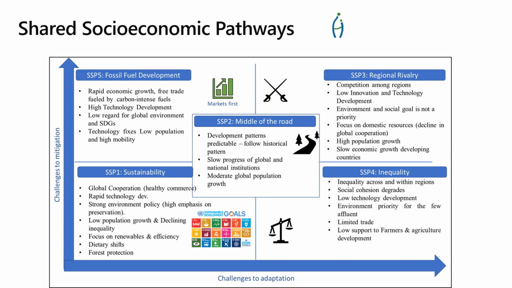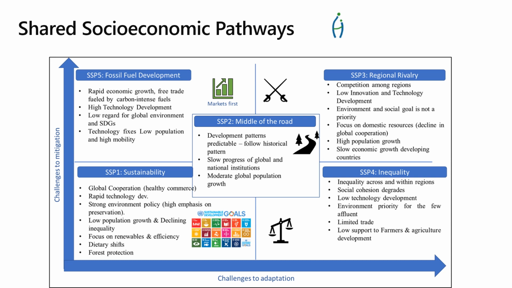Now, SSP, our models are basically SSP1, which is a sustainability model, SSP2, middle of the road model, SSP5, which is life as usual, the model that basically emphasizes on rapid economic growth and low regard for global environment and SDGs, and then finally technology fixes, low population and high mobility.